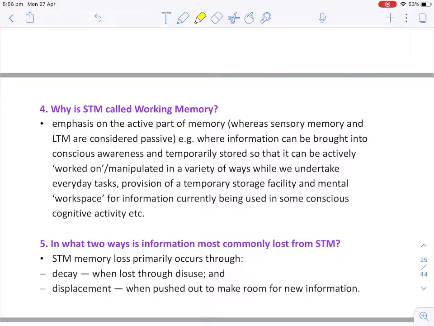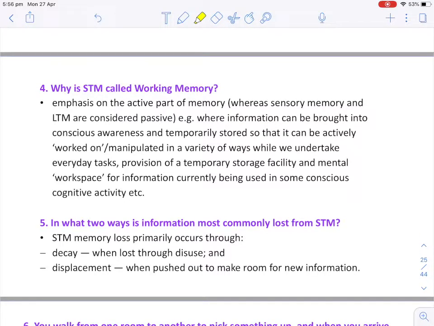Why is short-term memory called working memory? So the emphasis on that active part of our memory. So whereas sensory memory and long-term memory are considered passive. So it kind of overlaps with the previous questions, but really to get that point across. Where information can be brought into our conscious awareness and temporarily there so it can be worked on for a short period of time while we undertake everyday tasks, and the fact that it is our workspace for cognitive activity.